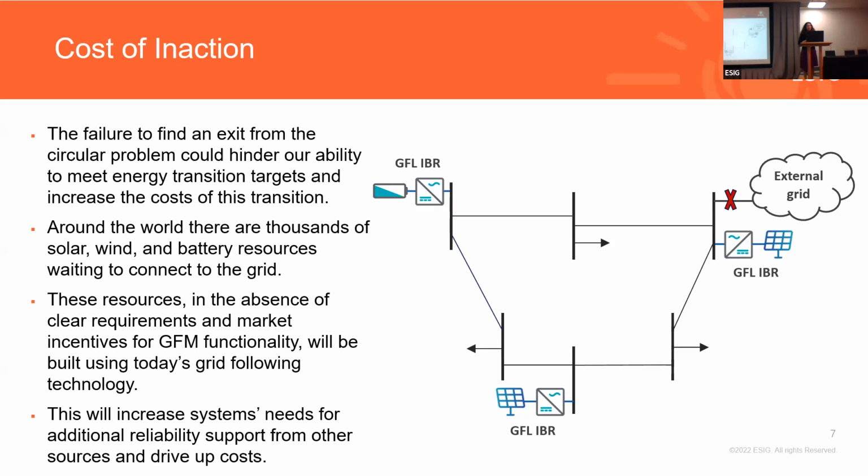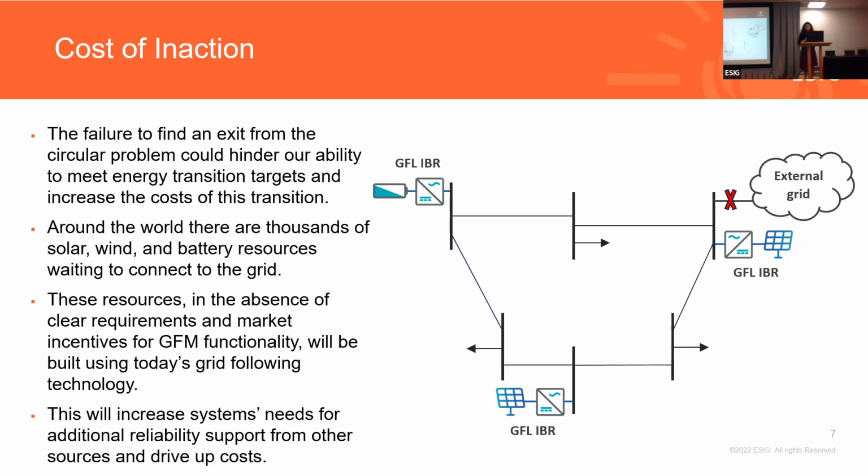And as Andrew mentioned, around the world, there are thousands of megawatts of inverter-based resources in the interconnection queues, and specifically batteries. And all of those so far are being planned as conventional grid following technology because there is no incentive or clear guidelines as to what grid forming inverters are supposed to do, or if we even need grid forming inverters. And so resources, in the absence of these clear requirements, will be built as grid following technology, and this increases system needs for grid forming or some kind of other stabilization equipment in the future.